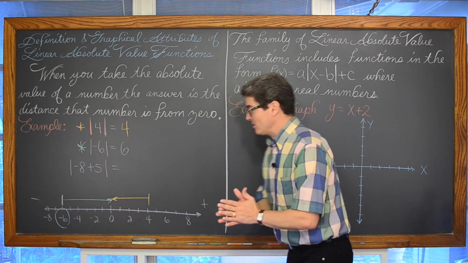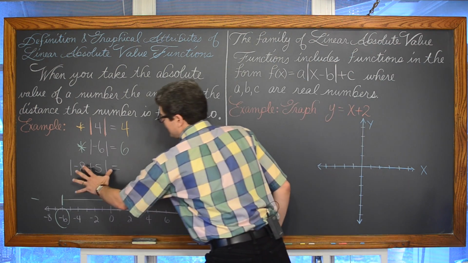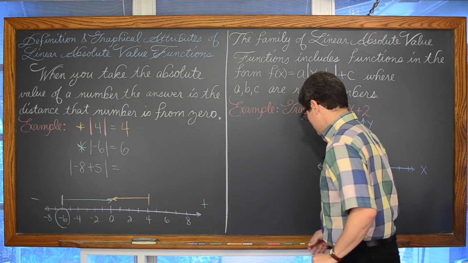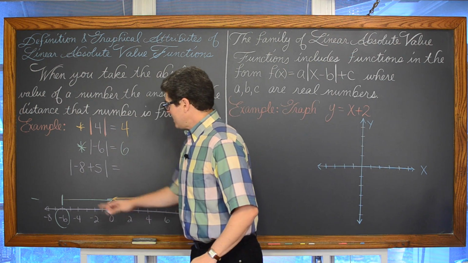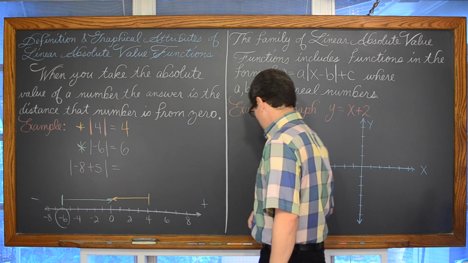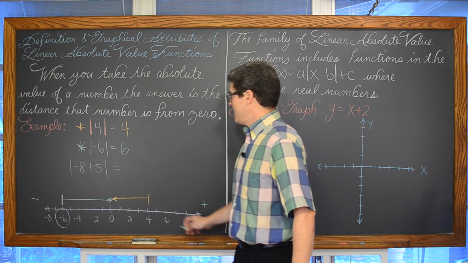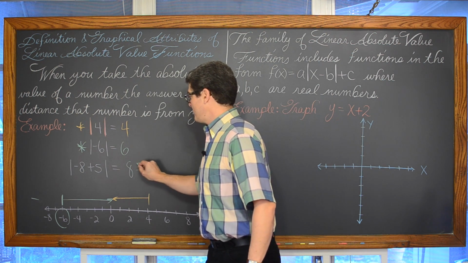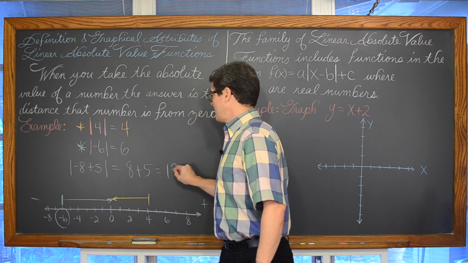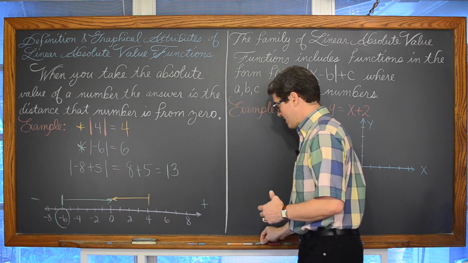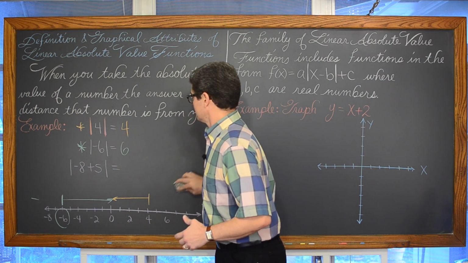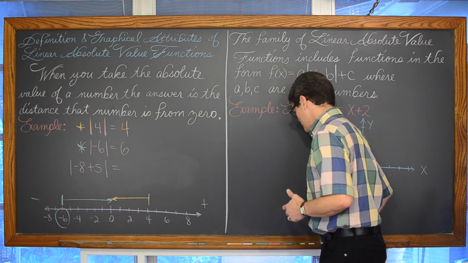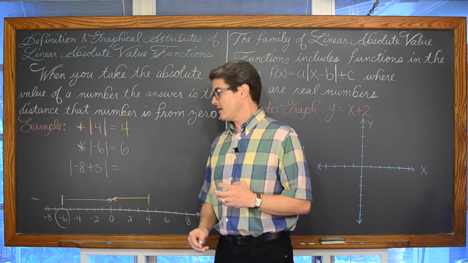Okay, I hope I didn't ramble on there too long. Now, if we look at the absolute value of negative 8 plus 5, some students will want to incorrectly get rid of both of these negative symbols and write 8 plus 5 and then get an answer of 13. But we don't want to do that. With absolute value functions, you want to simplify the expression that's inside the absolute value first.